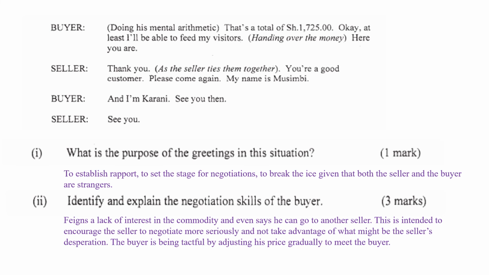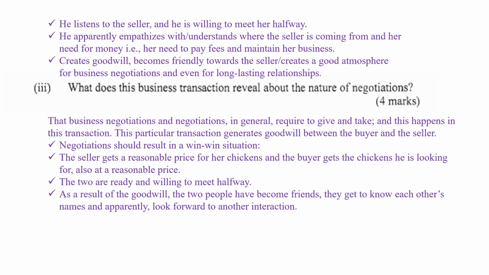What does this business transaction reveal about the nature of negotiations? That business negotiations, and negotiations in general, require give and take. And this happens in this transaction. This particular transaction generates goodwill between the buyer and the seller. Negotiations should result in a win-win situation. The seller gets a reasonable price for her chickens and the buyer gets the chickens he's looking for, also at a reasonable price. The two are ready and willing to meet halfway. As a result of goodwill, the two people have become friends. They get to know each other's names and apparently look forward to another interaction.